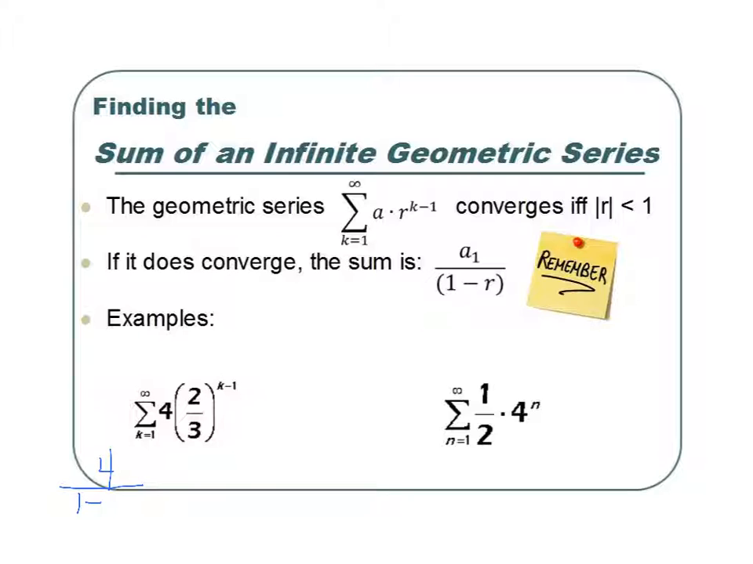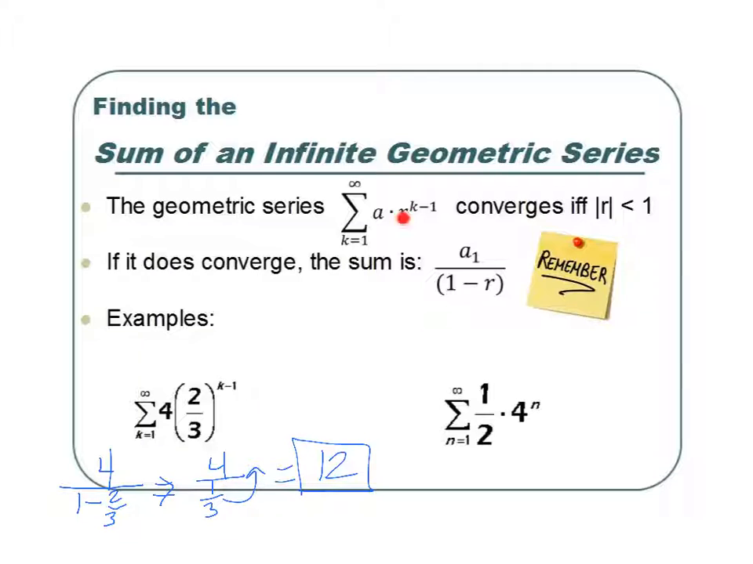Over 1 minus my common ratio, which was 2/3. That will become 4 over 1/3. Bring that up and multiply by the reciprocal, and you're going to get a 12 for a sum. Now I didn't expand this summation, I just found the first term, but if you were to expand it, you'd find that the terms keep getting smaller and smaller, and eventually they're going to add up to something pretty close to 12. Let's look at this example here.